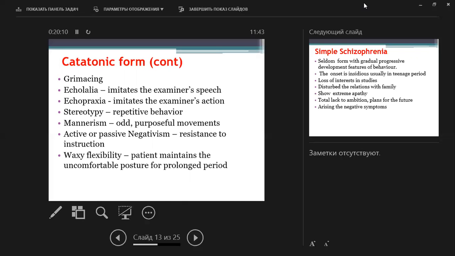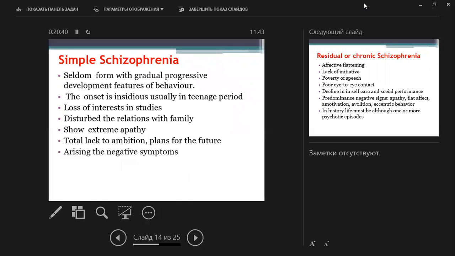For example, if I ask him, what's your name? He answers, what's your name, for example. Echopraxia imitates the examiner's action. Stereotype is repetitive behavior, that is, when patients repeat different actions, for example. Mannerism, odd, different movements, active or passive negativism, and waxy flexibility.